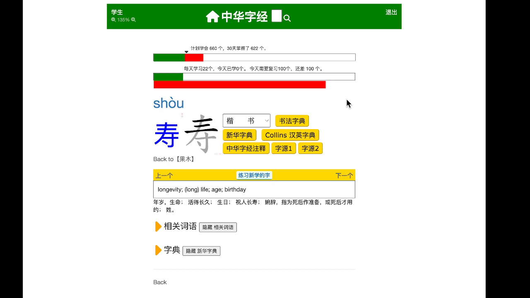Shou. Shou means longevity or life, especially long life, age, or birthday. When you give someone a toast to long life, you're also going to use this character, shou.